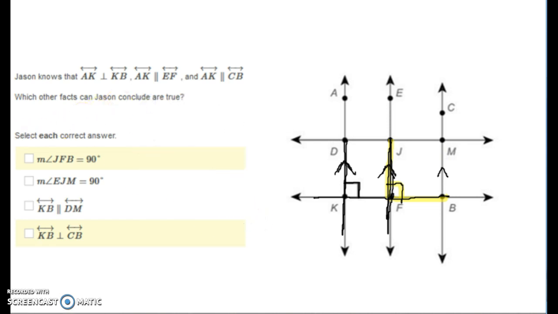Okay, so this one is true. It is a 90-degree angle. All right, let me change colors so we can check out the next one. Angle EJM is 90 degrees. So let's see. EJM.